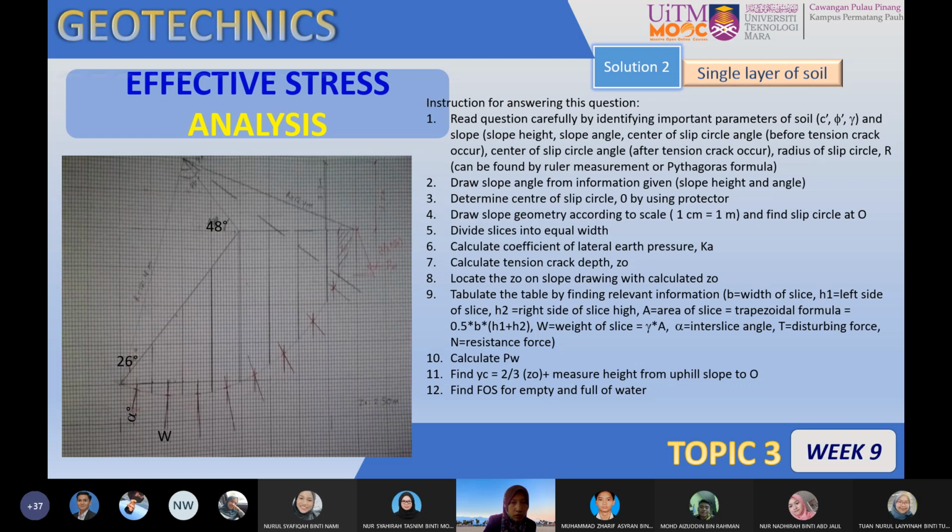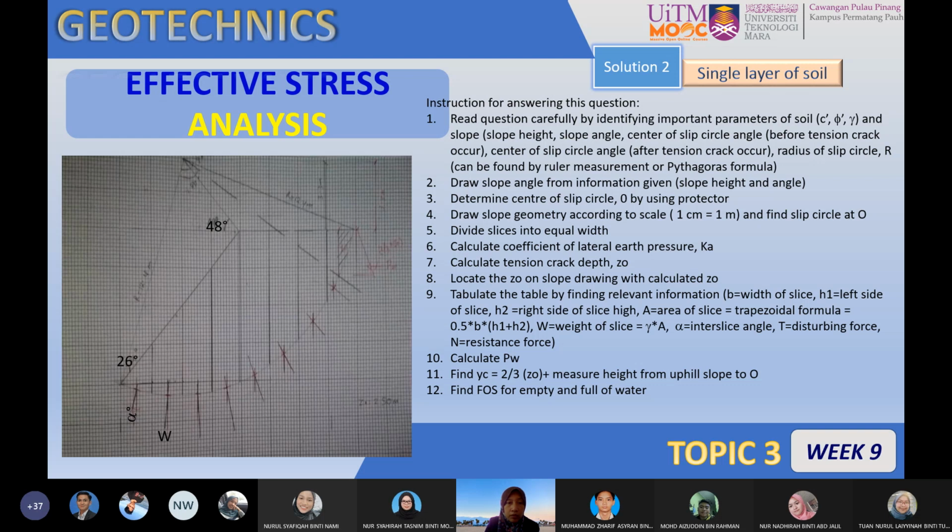Next, you need to divide the soil mass above the slip circle into equal vertical slices. On this part, we're going to assume that our scale drawing is 1 centimeter equal to 1 meter. So when you draw the slope geometry, we take the height of the slope as 8 meters, which is equal to 8 centimeters on the graph paper.